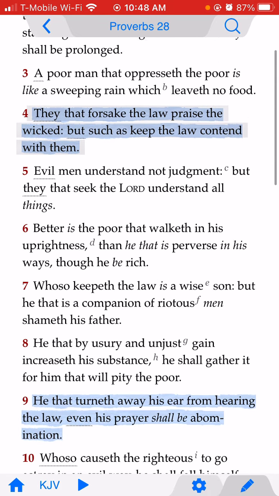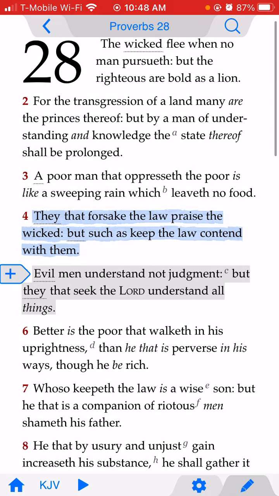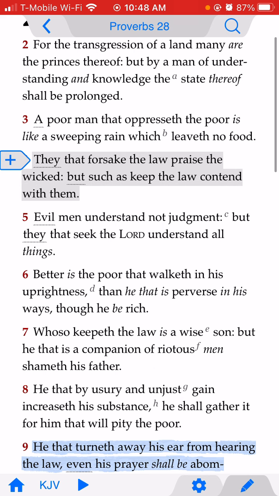Proverbs chapter 28, verse 4, they that forsake the law praise the wicked. So if you forsake the law, you're praising the wicked. If you're forsaking the law of the Most High and walking contrary to it, you're praising Satan, and you're getting down with Satan. But it says, but such as keep the law contend with them. So if we're keeping the commandments, we contend with the wicked. We contend with Satan.